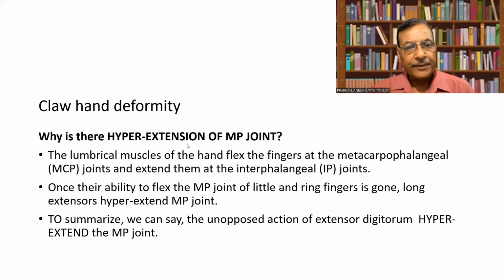Why is there hyperextension of the metacarpophalangeal joint at all? The reason is the lumbrical muscles of the hand flex the fingers at the metacarpophalangeal joints and extend them at the interphalangeal joints. Once their ability to flex the metacarpophalangeal joints of the little and ring fingers is gone, the long extensors hyperextend the metacarpophalangeal joint.